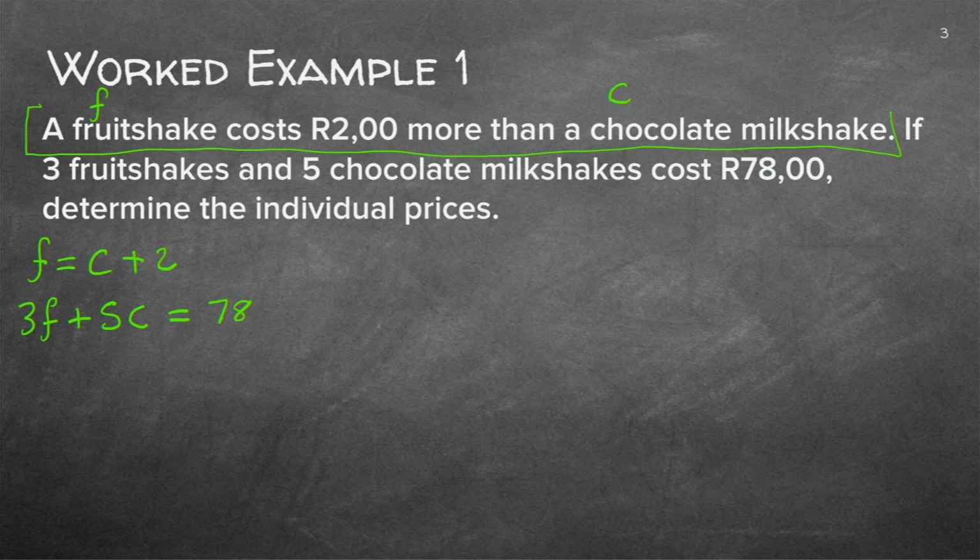Okay, so now you have those two equations, guys, and we need to solve them. Okay, so the first part, it says F equals to C plus 2. So the first part, it will be F equals to C plus 2. And the second part says if you have 3 fruit shakes plus 5 chocolate shakes, you will pay 78 rands. So that is what you have. So now we can easily say you have equation number 1 and equation number 2. That's what you have there.